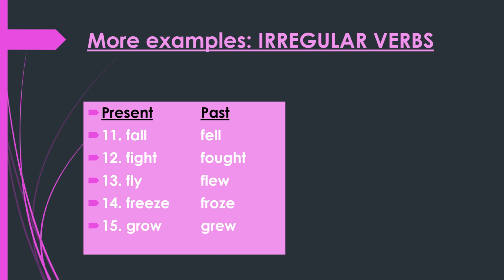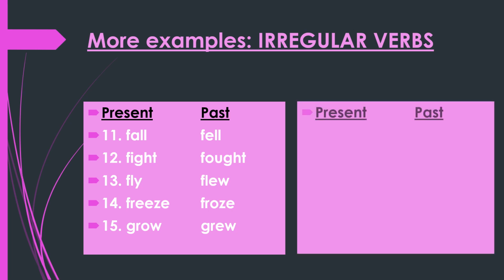That is G-R-O-W becomes grew. That is G-R-E-W. Number 16 is hear. H-E-A-R becomes heard. That is H-E-A-R-D. Number 17 is hide. That is H-I-D-E hide. It becomes H-I-D hid.